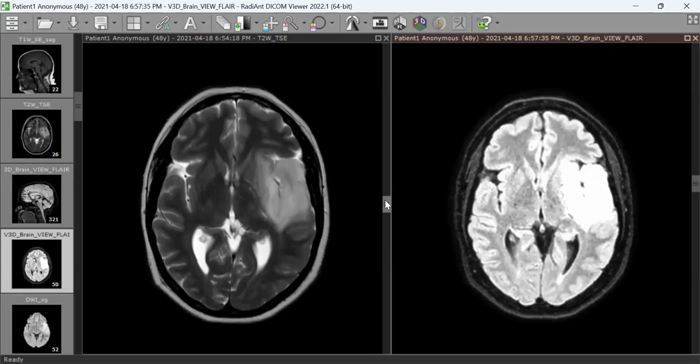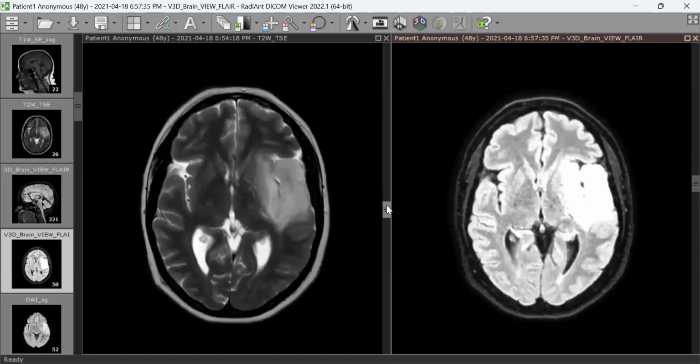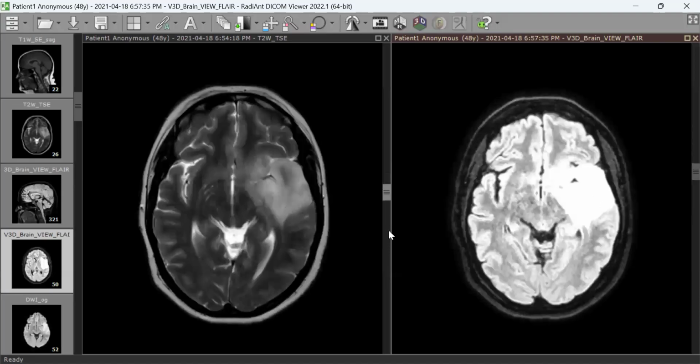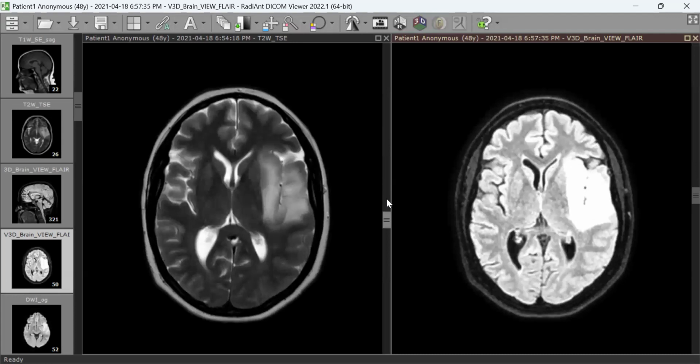So this was a grade 3 astrocytoma. I'll ask you a couple of questions now regarding the differential diagnosis. How do you differentiate between this and ischemia? Ischemia, according to the stage, if it's acute, it will be restricted on diffusion weighted image.